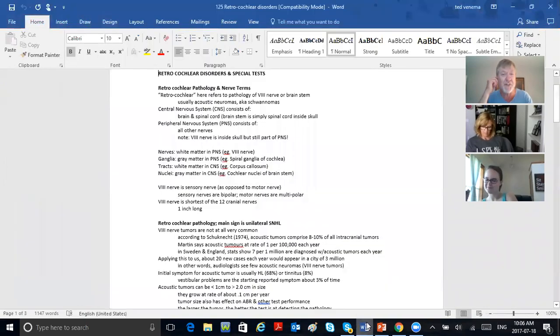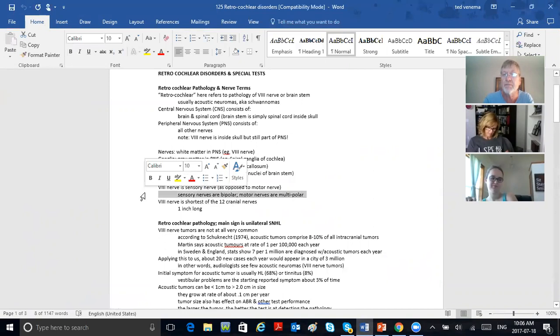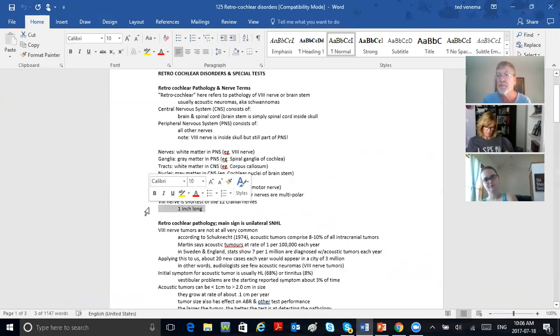All righty, but this isn't an anatomy class, so we need to talk about disorders. So basically, look at the 8th nerve. It's the shortest of all your cranial nerves. And it says right above that, too, it's a bipolar nerve. Motor nerves are multipolar, so this is all in your notes, okay? Your 8th nerve is only 1 inch long.